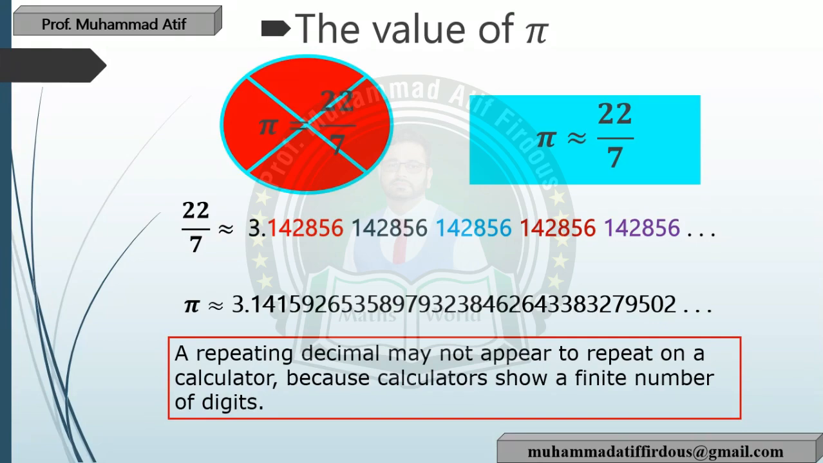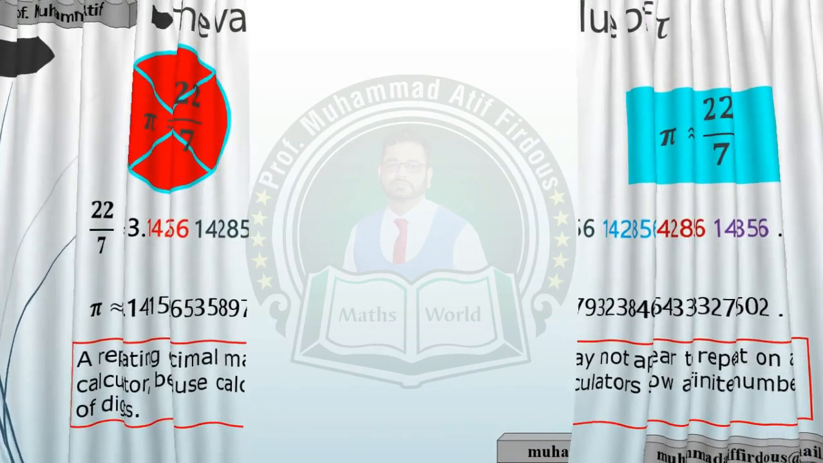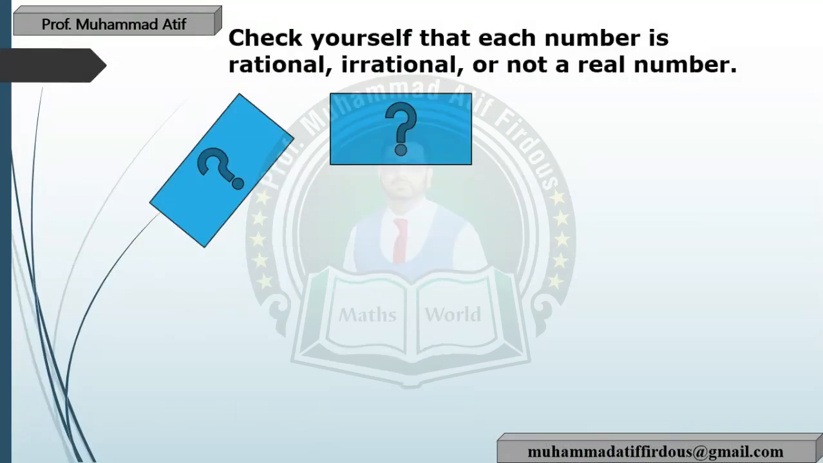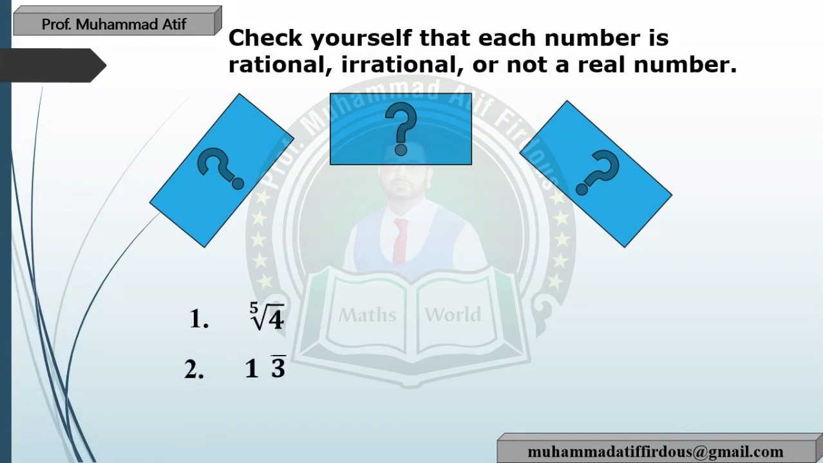So students, lastly, I will give you some questions to check whether they are rational or irrational, and please give your answer and reply in comments. The first one is the fifth root of 4, the second one is 1.3 bar, and the third one is e. Give your answer with reason.